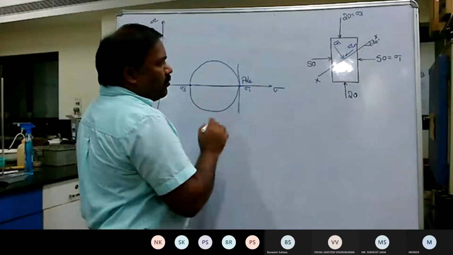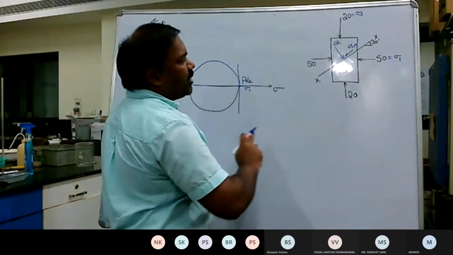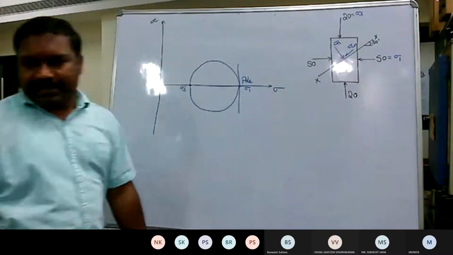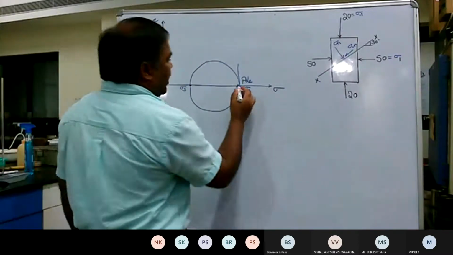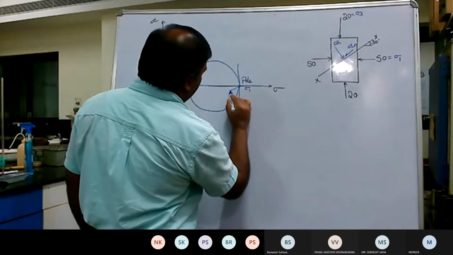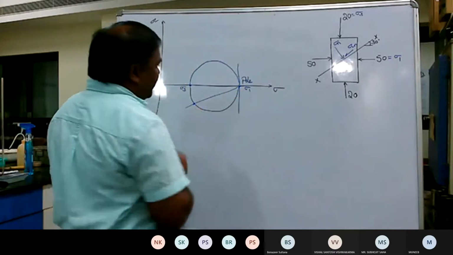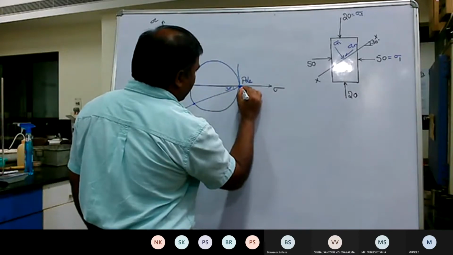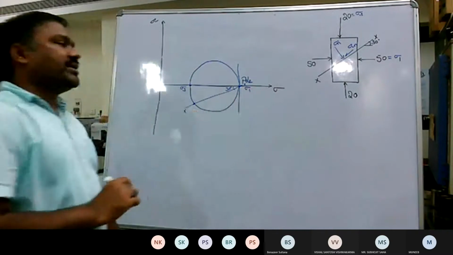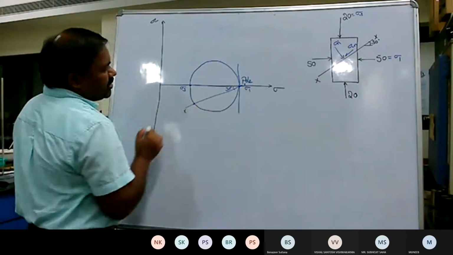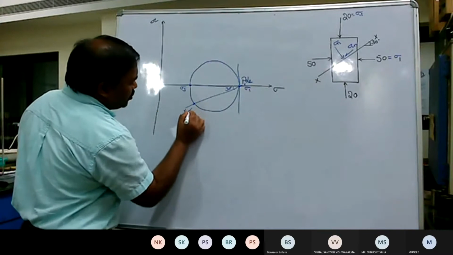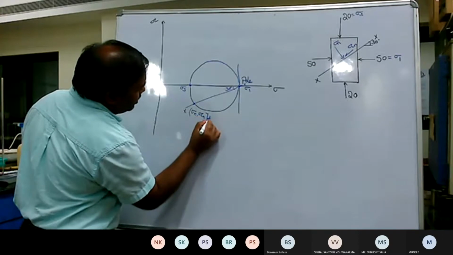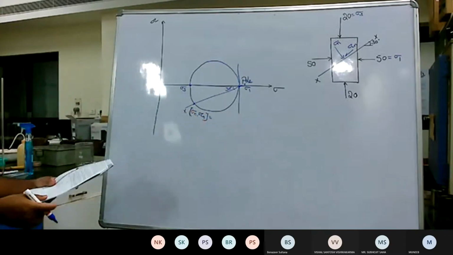Now, since I know the pole point, draw a line parallel to the plane xx, with the pole point as a reference point. So this is 30 degree. This will represent your x plane, and wherever this plane is touching the Mohr circle, those are the values of sigma n and tau n.